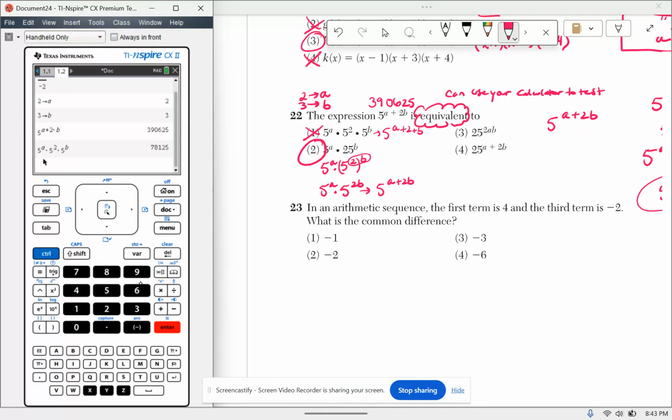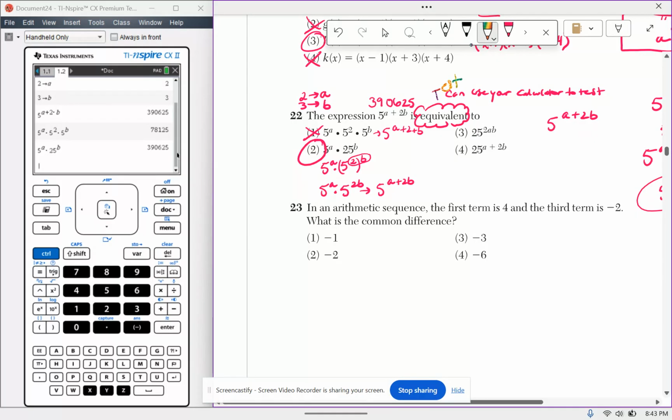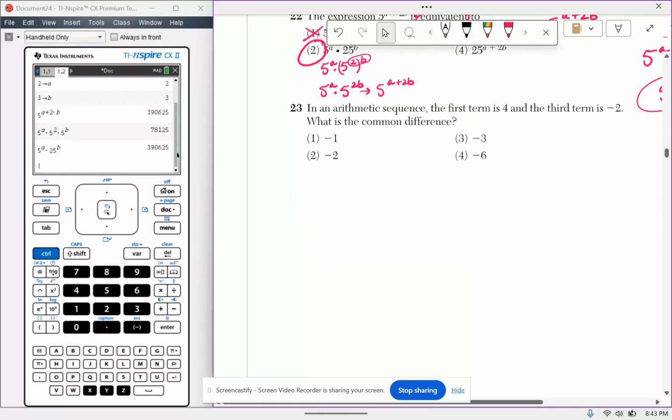Okay, that is not the same as the original. Let's type in answer choice 2, which we think is the right choice. 5 to the a times 25 to the b. Yes, these match. So that's how you would check something like that. When it says equivalent, you can test if you're lost.